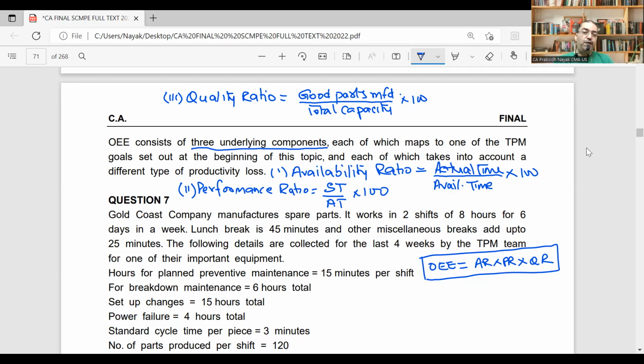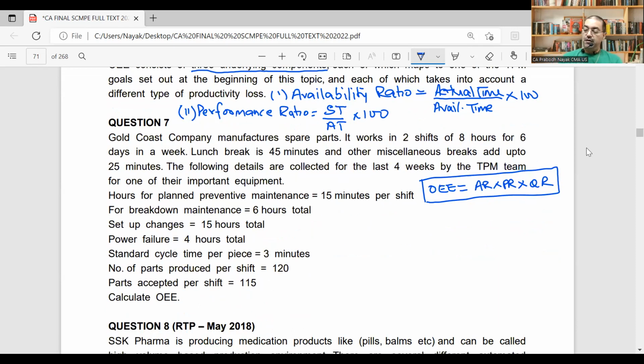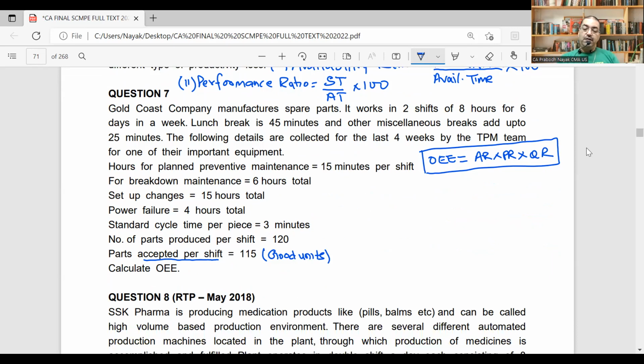Standard cycle time per piece: the standard time to produce 1 unit is 3 minutes. Number of parts produced per shift is 120. Parts accepted per shift is 150. Parts accepted means good units. Calculate the OEE. So we have to calculate the OEE from these details which are given to us. Okay, so let us start.